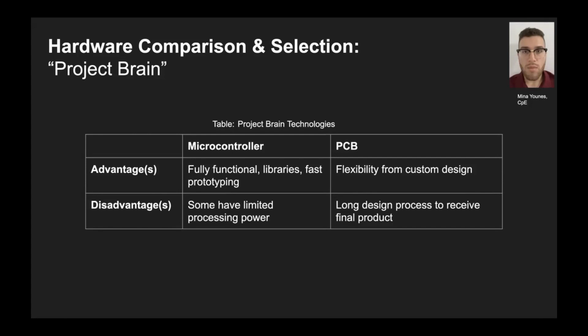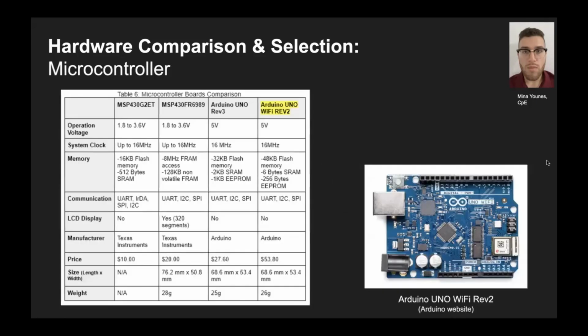Another technology is designing PCBs. An advantage is it allows flexibility because of the custom design we do. A disadvantage is that it could take a while to have a fully functional designed product, since the product might go through multiple iterations before getting the wanted result.